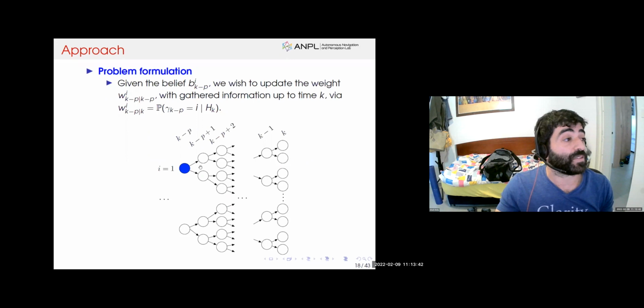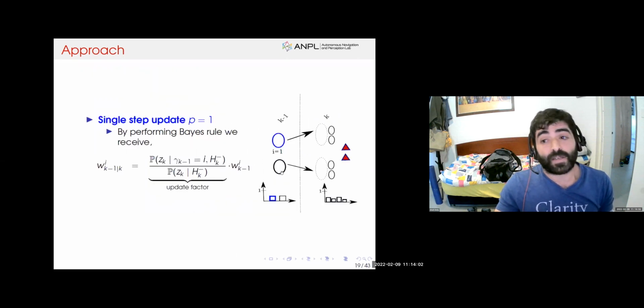So given we have a belief at time k minus p, we wish to update that belief given the current information, which actually means we take its weight, as it was mentioned in the previous slides, and we want to review how this value is updated given all the history till time k. In the simple case, which is the first section, we would like to review how this takes place on a single step update, where we have a hypothesis at time k minus 1, we wish to evaluate given the information till time k.